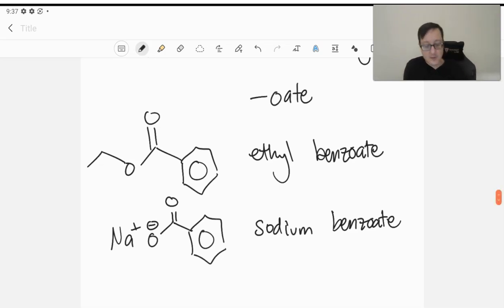You'll see that often enough. We would have the negative here. So that's an ionic compound made after benzoic acid has reacted with a base, like sodium hydroxide. So that's our ester naming. So first name the oxygen side, space, carbonyl side, end with -oate.